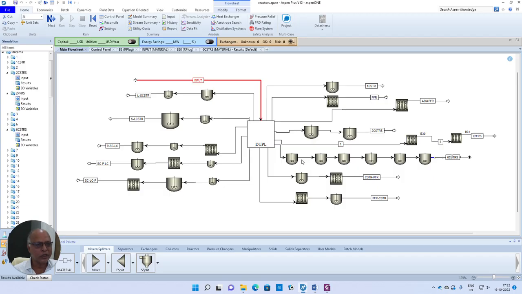Now these 6 CSTRs gave us a conversion of about 76%. So if you are interested, you can add probably a few more reactors. As you keep on increasing this number, you will be approaching a conversion of 80%. These results are already theoretically available to us.